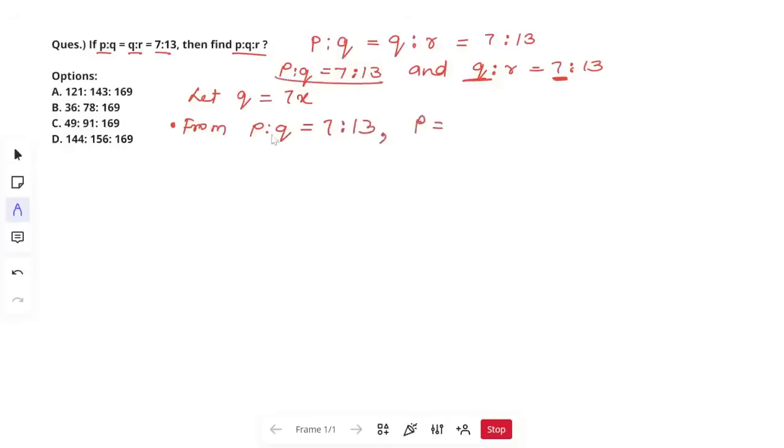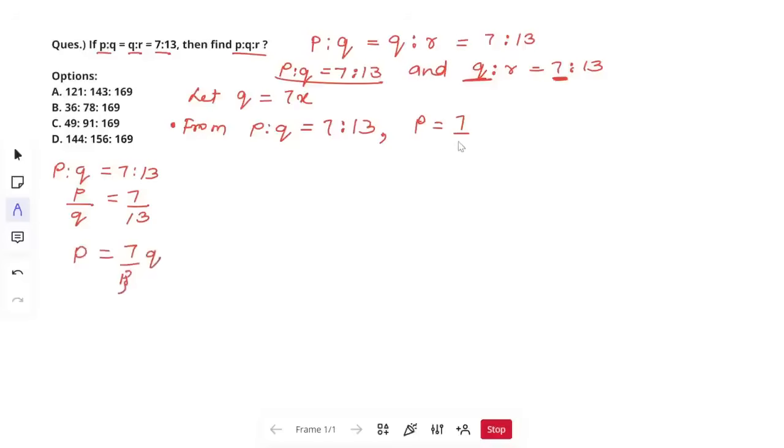So P can be written as what? P can be written as 7 by 13 Q, right? Because, I'll tell you quickly if you have not understood, P is to Q is 7 is to 13, which can also be written as P by Q is 7 by 13. We are trying to find out P, so P can be written as 7 by 13 Q, right? That is what we are doing here.